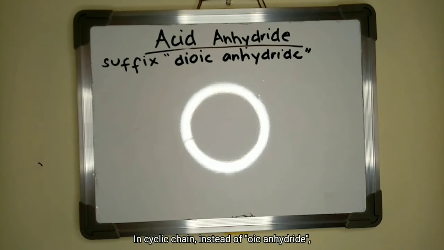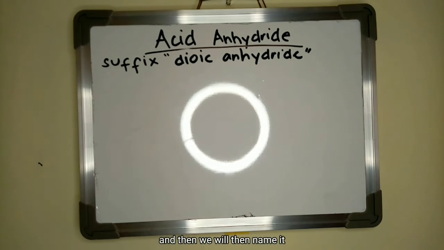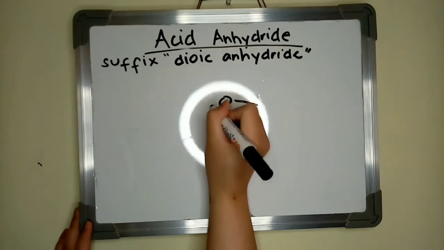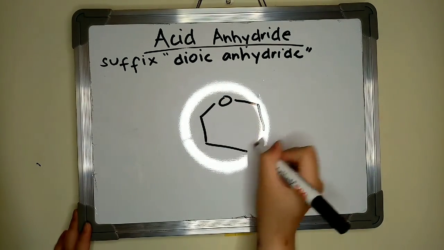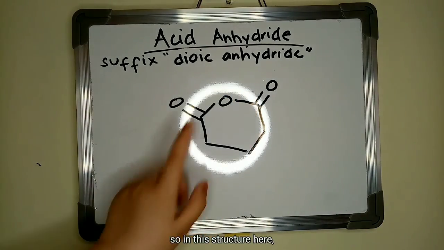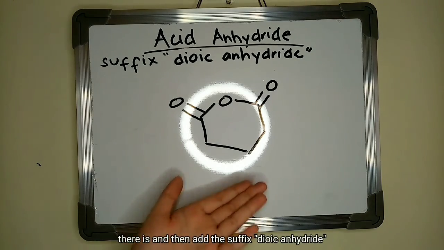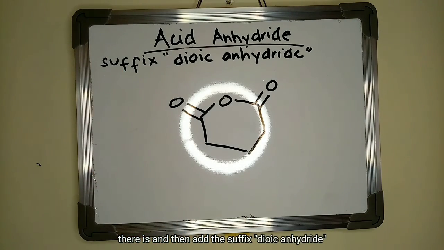For a cyclic chain, instead of oic anhydride, its suffix would be dioic anhydride. So I will first draw a structure and then we will name it. So in this structure, right here is the functional group acid anhydride. In naming it, all we need to do is count how many carbons there are and then add the suffix dioic anhydride. It's that easy.